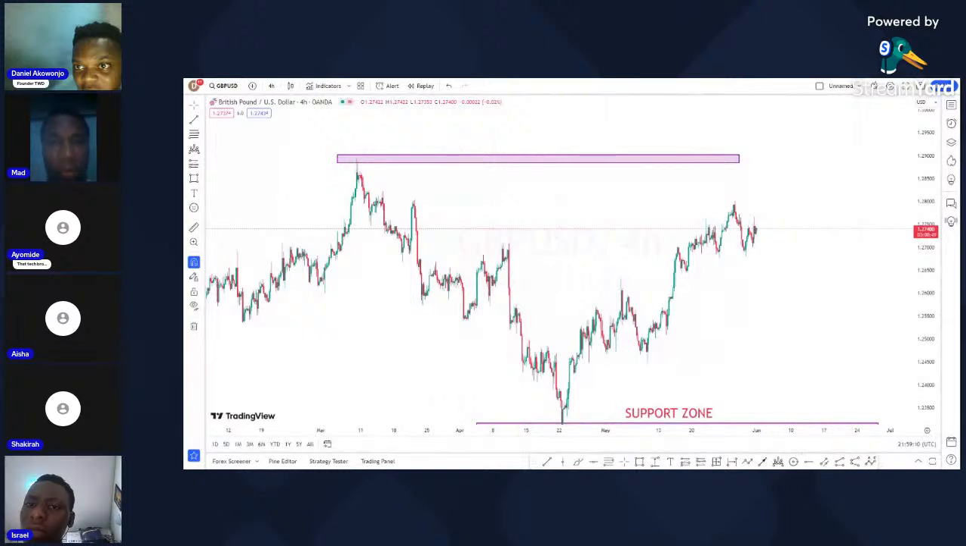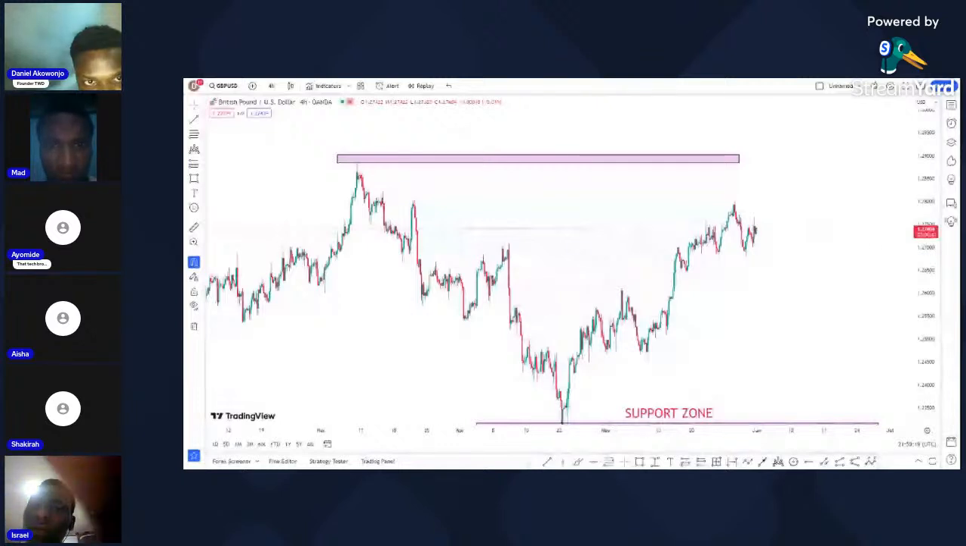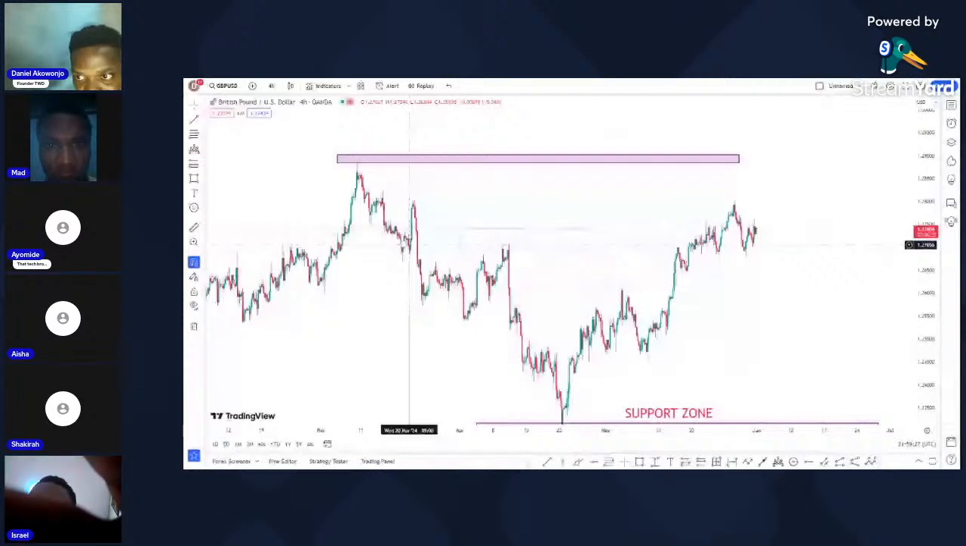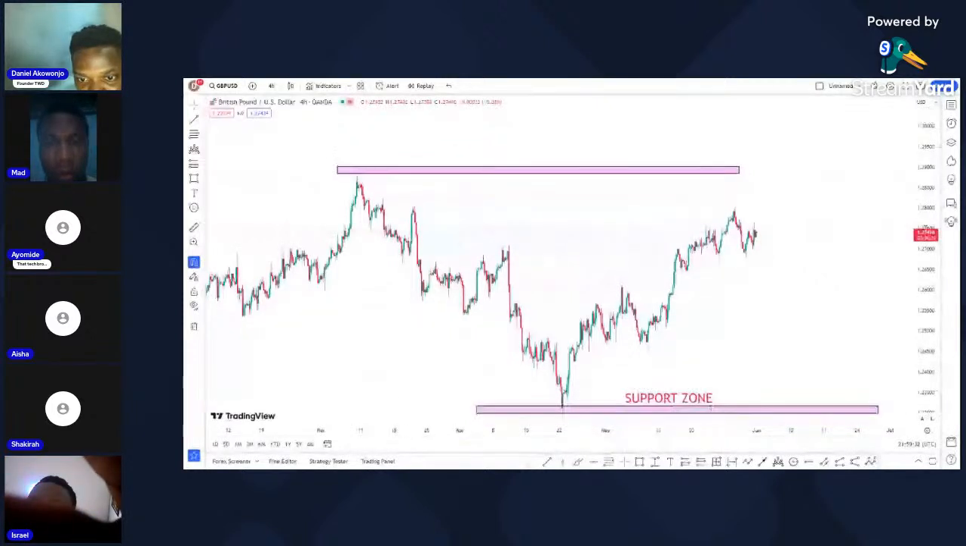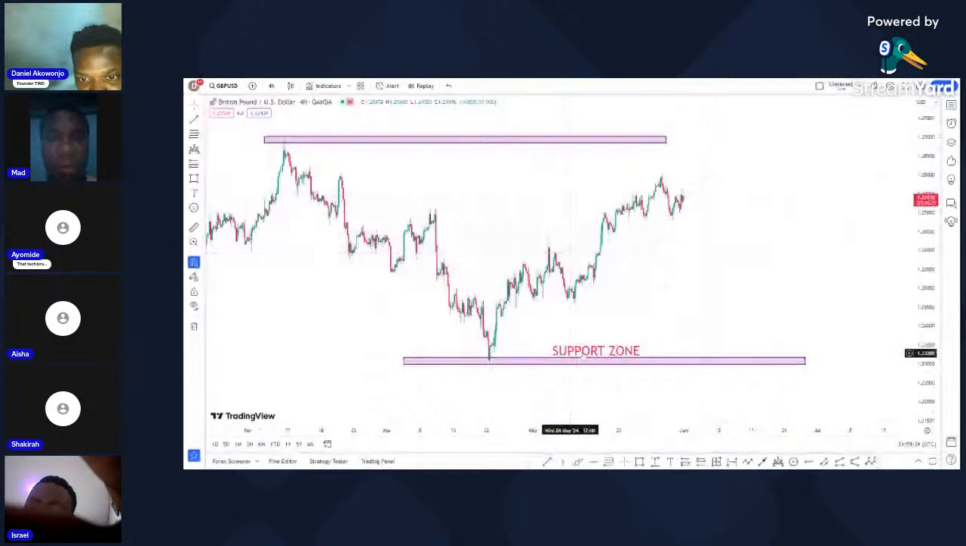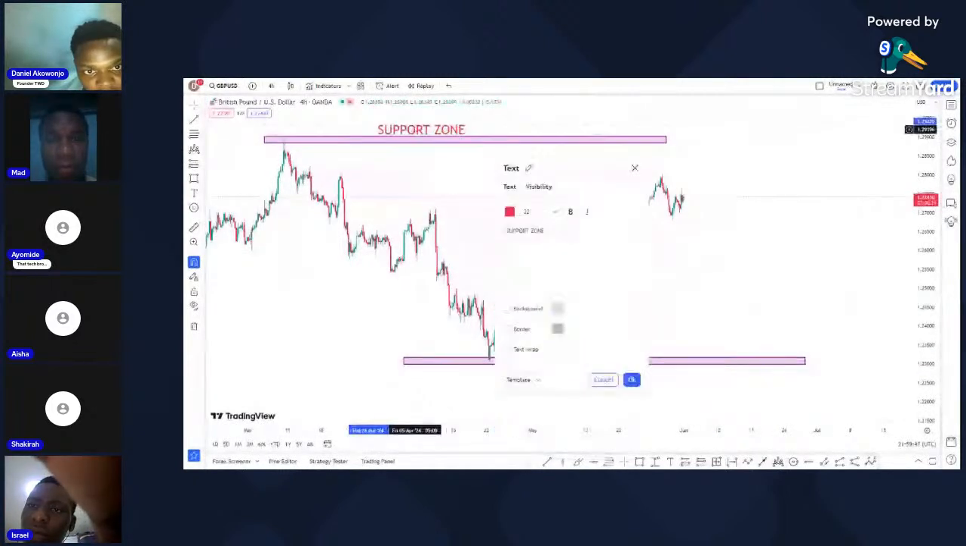When price is changing to a bearish movement, what will we call this zone that price got to? What will we call that zone? If we've called this zone a support zone, what will we call that zone? Resistance zone. Exactly. So we call this a resistance zone.